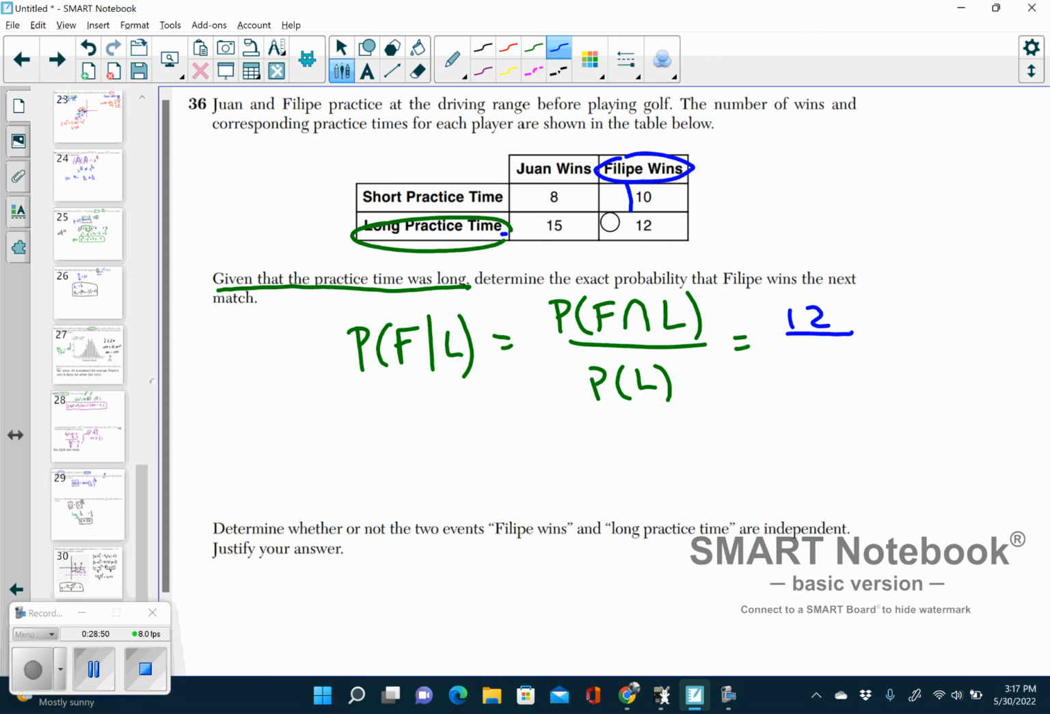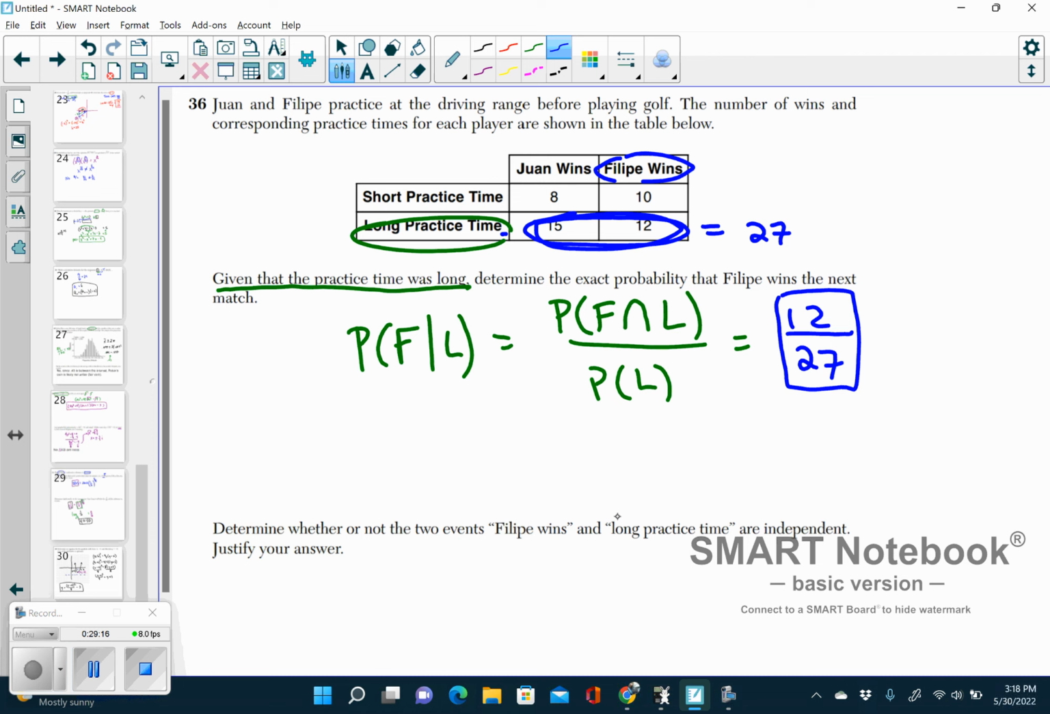To get that, we're going to take all our longs. Here's our longs right here, and we're just going to add these up. So 15 plus 12 is equal to 27. So there's going to be a 27 on the bottom. So 12 over 27 is going to be my answer. And then it says determine whether or not the two events, whether he wins and long practice time, are independent.